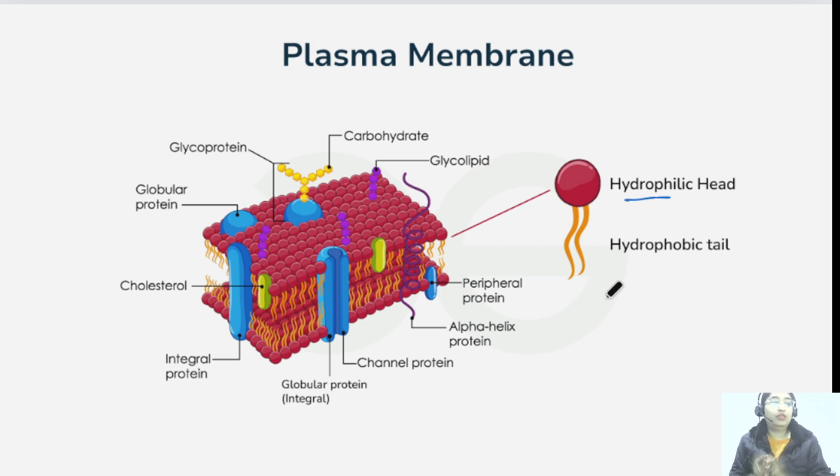And where does the word mosaic come from? Here you can see there are many different types of proteins, like globular proteins, glycoproteins, channel proteins, then carrier proteins. All of these different types of proteins are embedded in the phospholipid bilayer, and this is the reason it appears to be a mosaic-like structure. That's how the name fluid mosaic model comes. So the structure of the plasma membrane is called the fluid mosaic model.